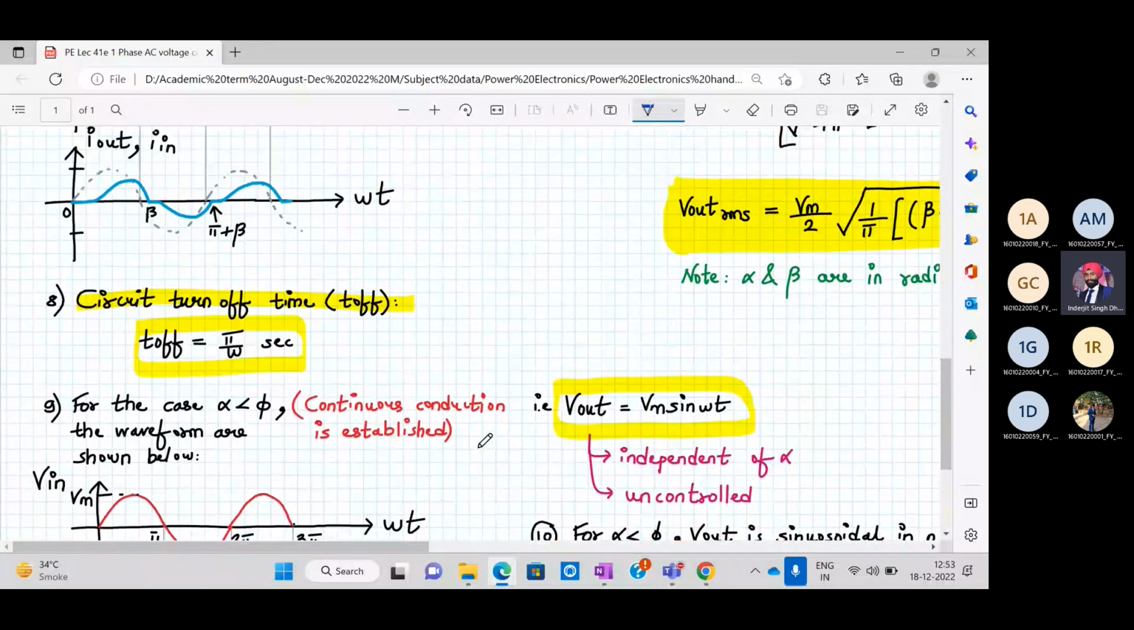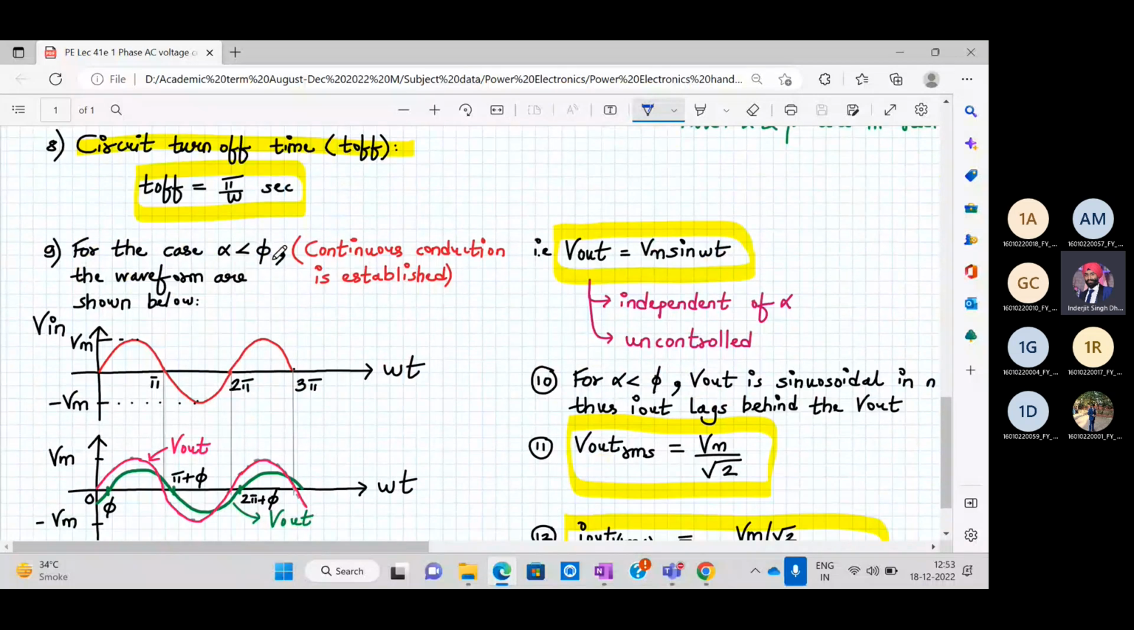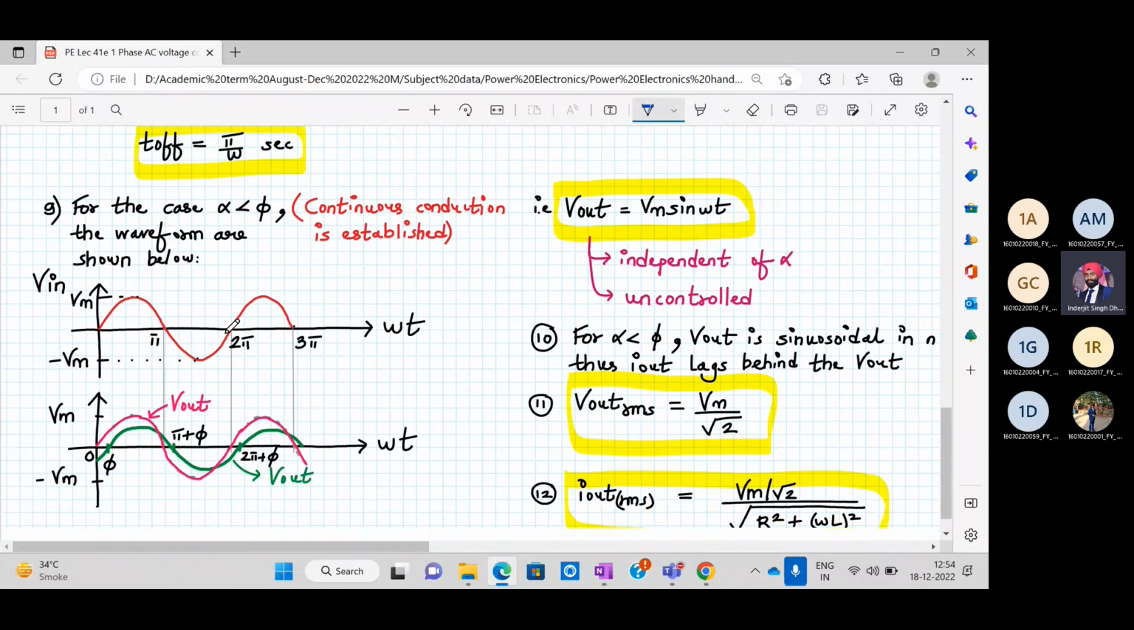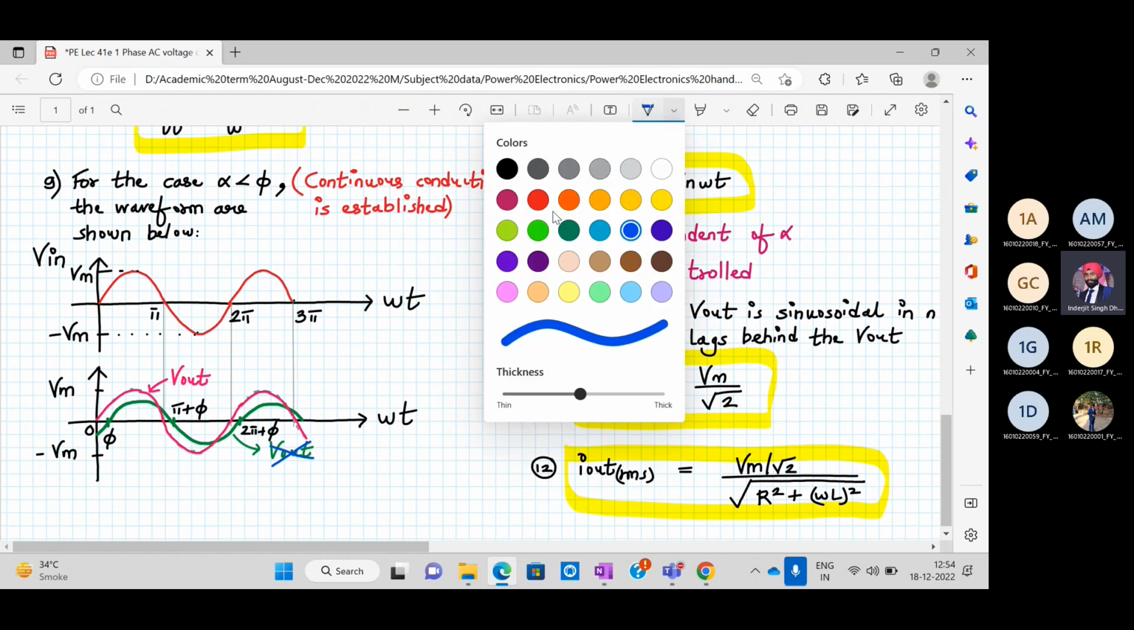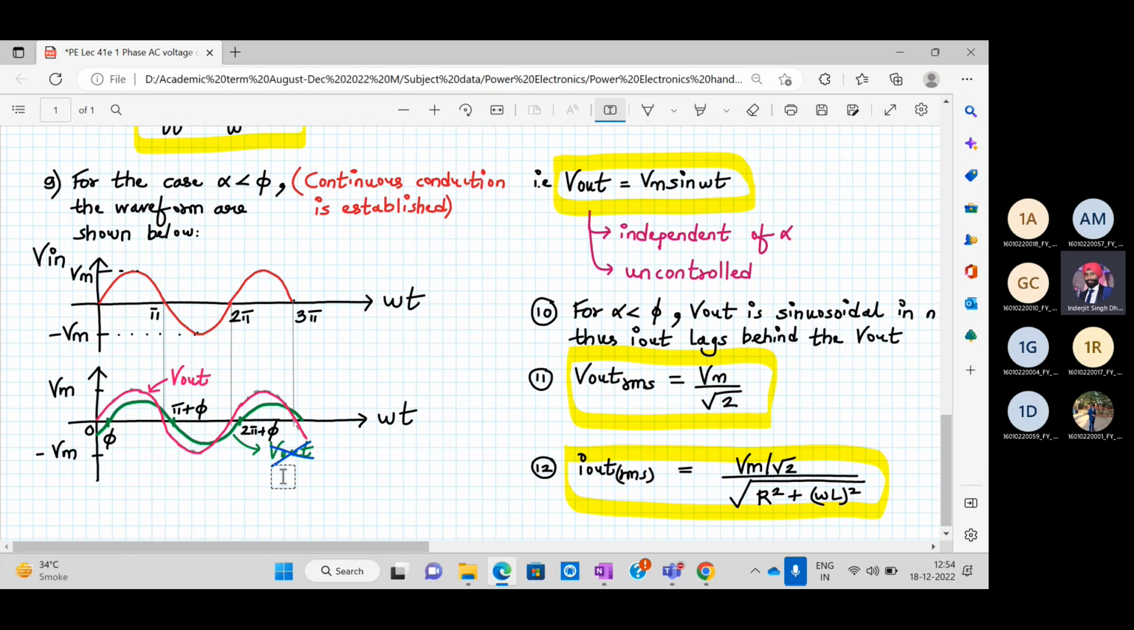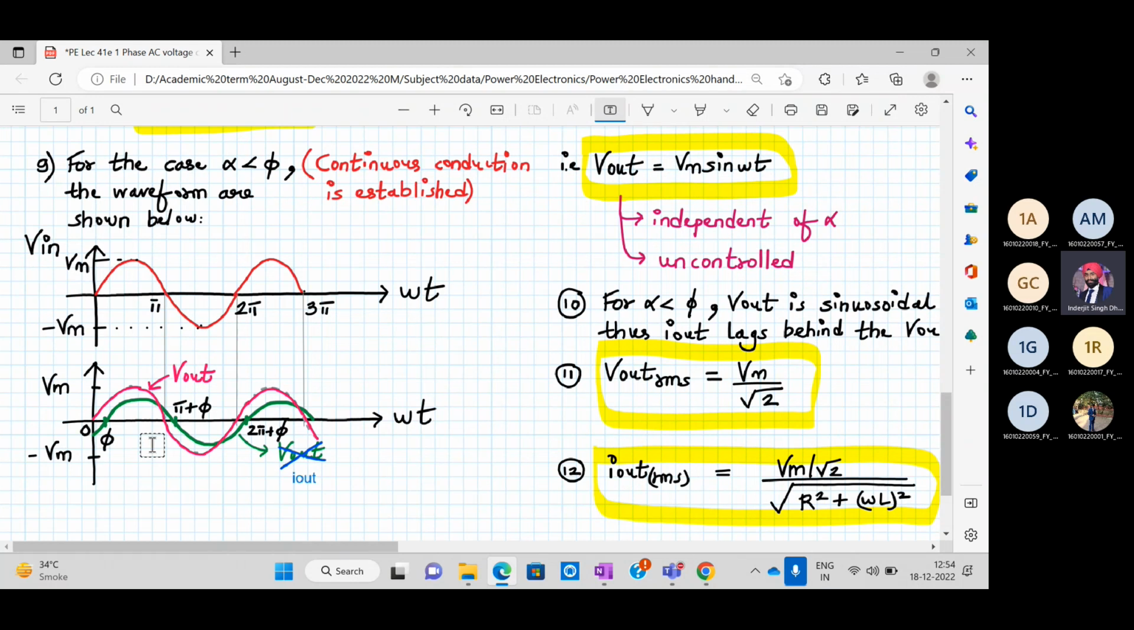Now there is a second case also. The second case is when alpha is less than phi. Now what is phi? It's an RL load, right? So there will be a phase difference between the load voltage and the load current. Here it's not a load current, this should be I out. Okay, so let me correct it over here. This is I out. The green one is I out and the red one is V out. So there is a phase difference between I out and V out, right?